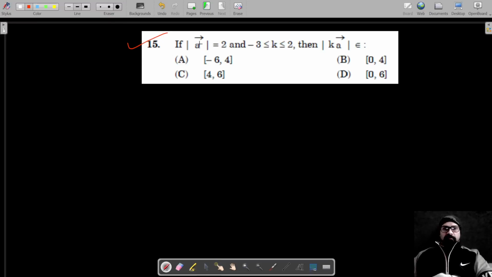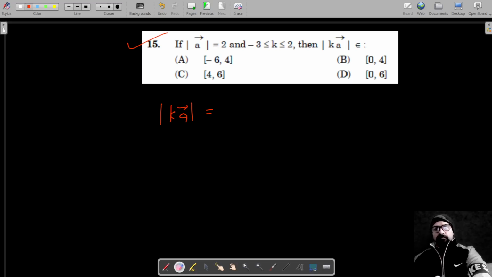Okay, for question number 15, it's given that modulus of A is 2 and k is between negative 3 and 2, where negative 3 and 2 are included. So what is the value of the modulus of k into the A vector? So the modulus of k A vector can be written as the modulus of k into the modulus of A.